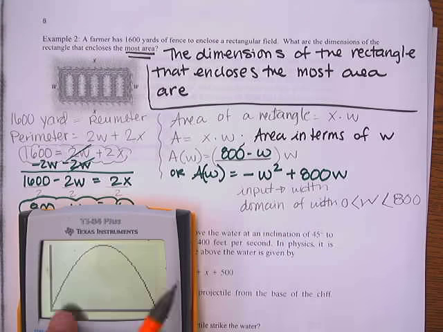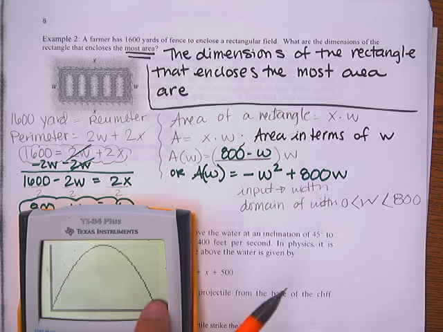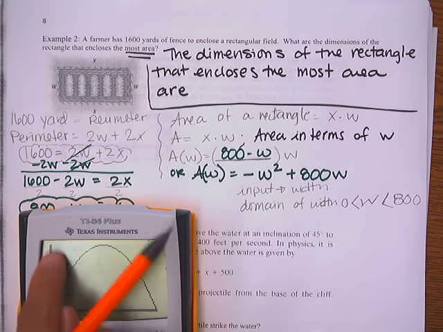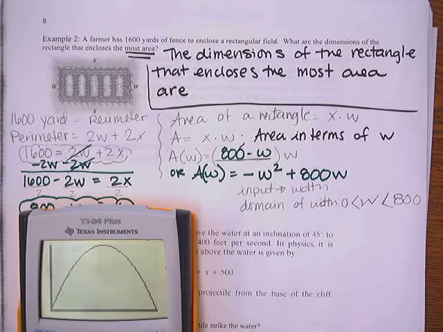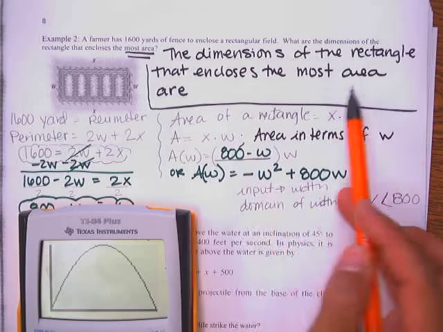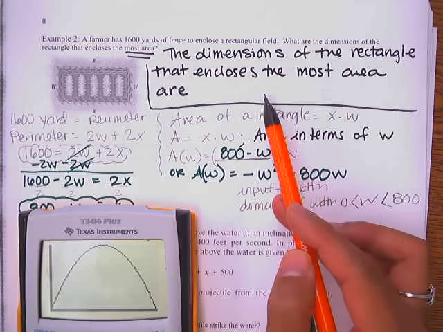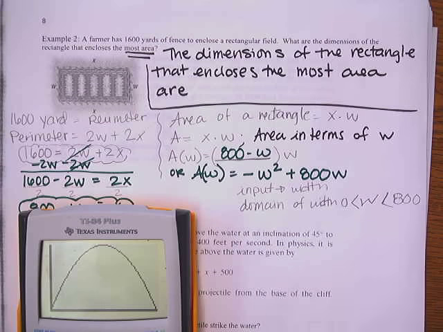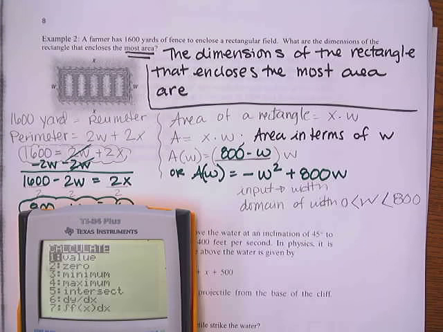Okay, so we have this area equals, and this is my width, x is my width, and then y is my area. So I'm looking for the dimensions of the rectangle that encloses the most area. That means I'm going to have two answers. So let's find out what the largest area is by doing second trace. Go to max.